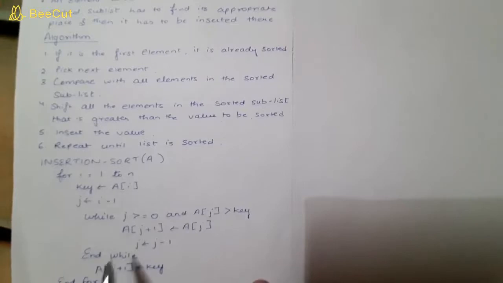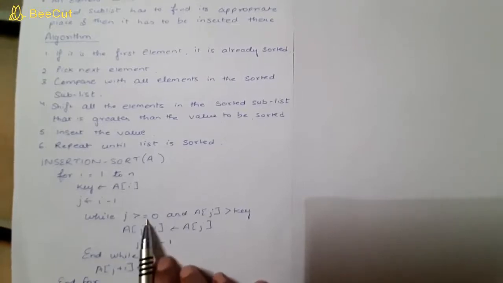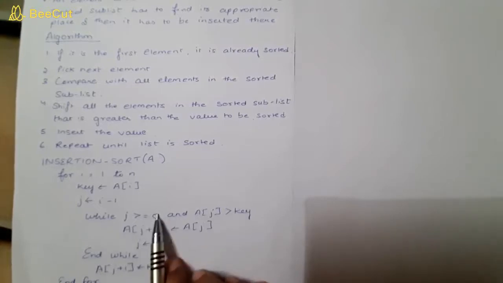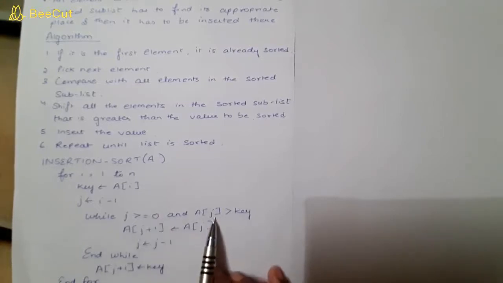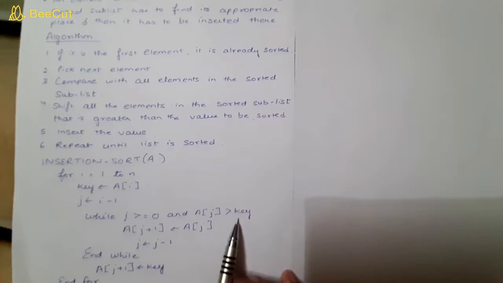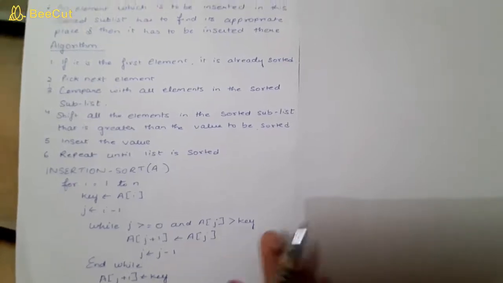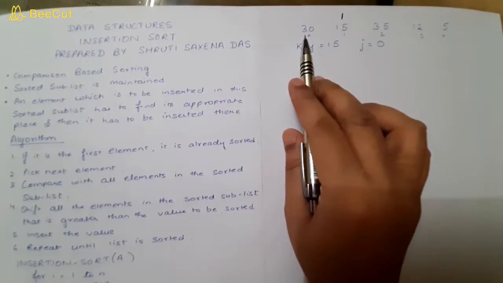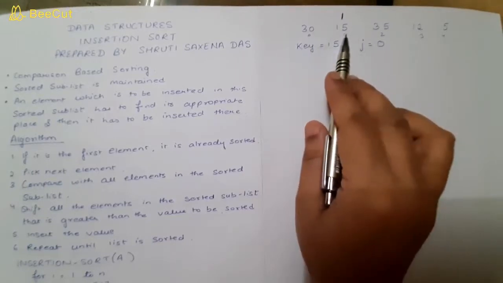In the next line, you need to check that j should be greater than or equal to 0. In this case j is 0, so this condition is fine, and we need to check that a[j] is greater than key. Only then do we need to perform swapping, otherwise there is no need to swap. So j will always be smaller than i. j is 0, that means a[j] is 30, and a[1] is 15.